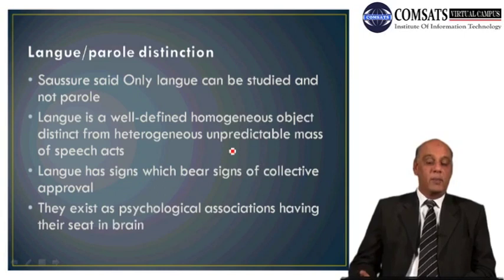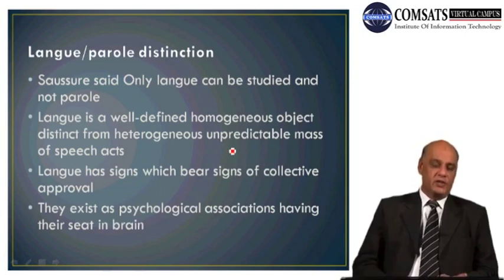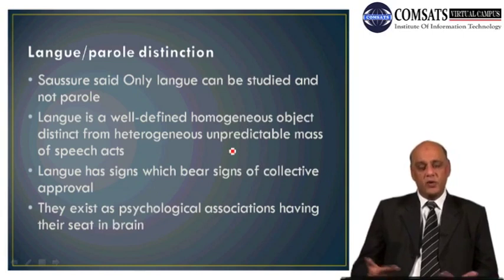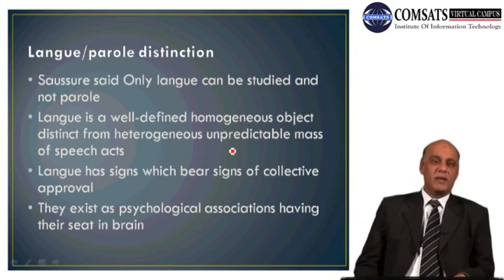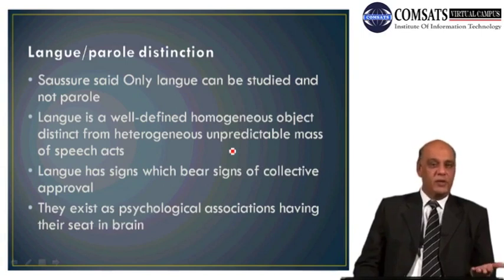This is the parole, because it is heterogeneous. It changes from individual to individual. So it's difficult to study parole, but langue is a well-defined homogeneous object. It's abstract, but it's well-defined because it doesn't change. It is distinct with different societies. One society has one langue. It may change in another class of society, in another country, in another society. But in one society, one class, you can't expect langue to be changed.